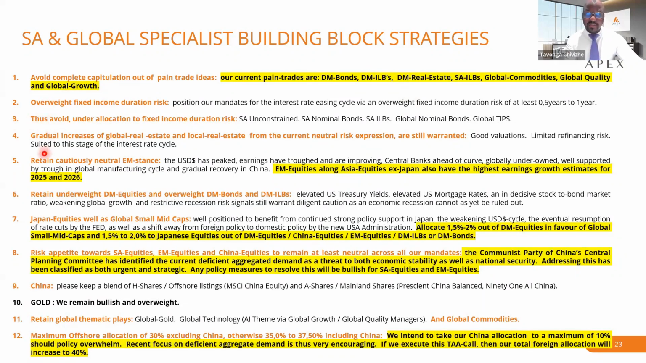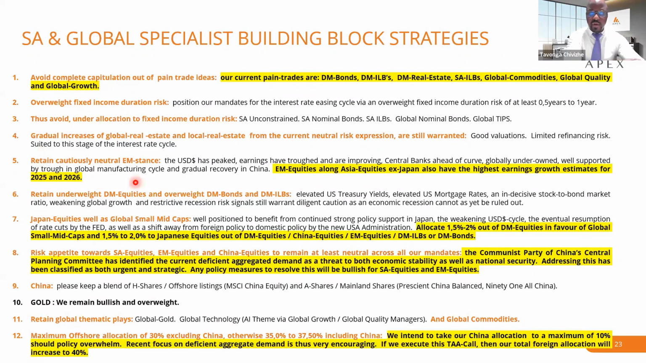We want to add to global property. We want to add to local property because your yields are still elevated and have got a long way to go. Rates are still very elevated and there are more rate cuts that can still come forth. The valuations are good, very limited refinancing risk. So we love property, at least neutral, and we are sort of itching to get into overweight. We did mention when we are greedy and obviously when we are not.